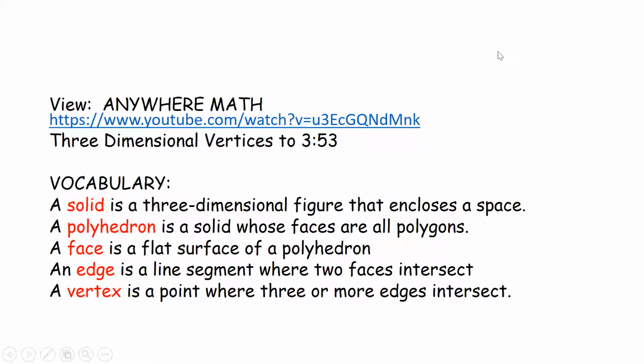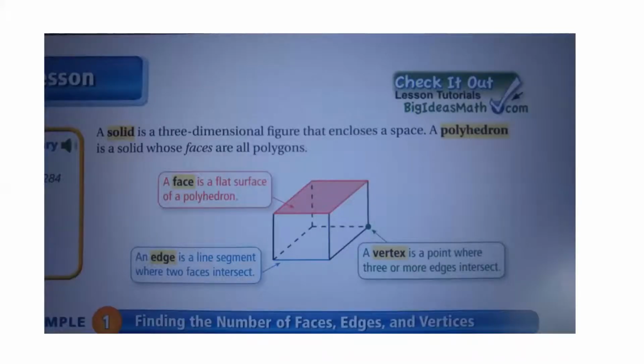Okay, just to review the vocabulary that you just saw, a solid is a three-dimensional figure that encloses a space. A polyhedron is a solid whose faces are all polygons. A face is a flat surface of a polyhedron. An edge is a line segment where two faces intersect. A vertex is a point where three or more edges intersect. In a visual, I took a picture of our textbook. Here again, a solid is a three-dimensional figure that encloses a space. A polyhedron is a solid whose faces are all polygons. And then you see the labeling for each: a face, the edge, and the vertex.